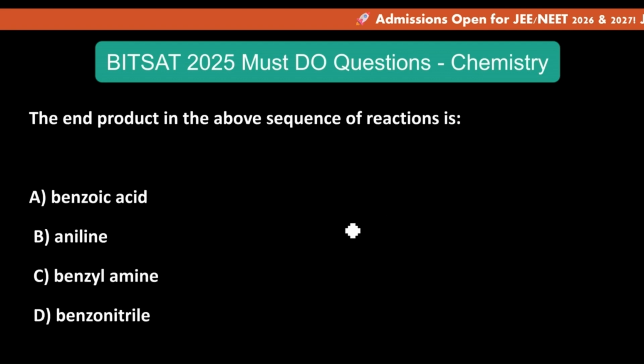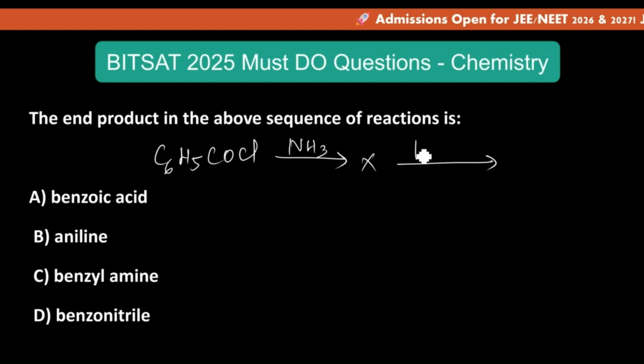Moving on to the next question. End product in the above sequence of reaction is. The sequence is simple: C6H5 COCl with NH3 is producing X. X upon reaction with P2O5 giving Y. Y with nickel hydrogen producing Z. They are asking about Z.